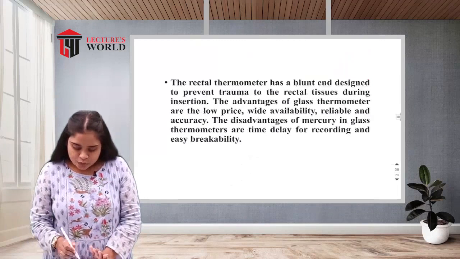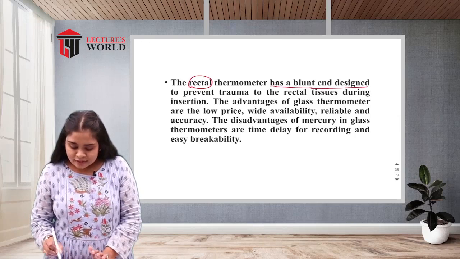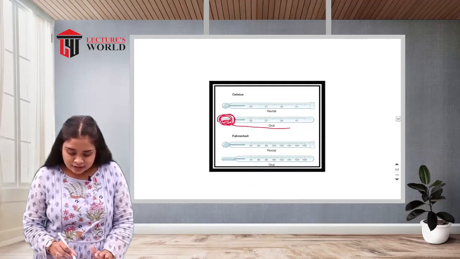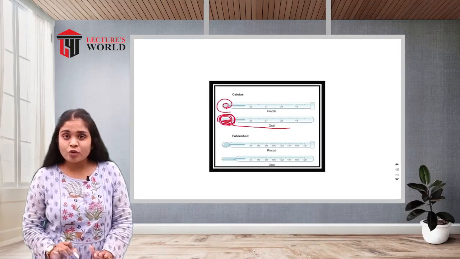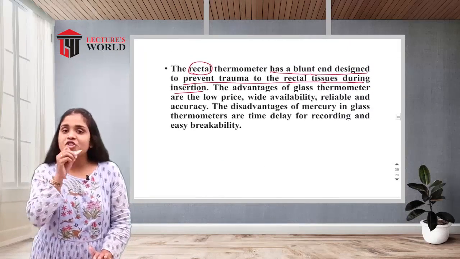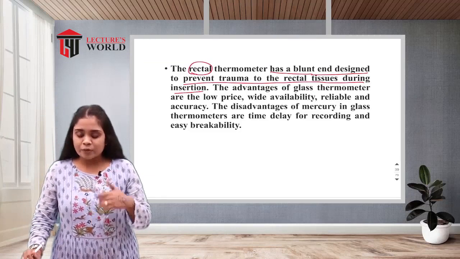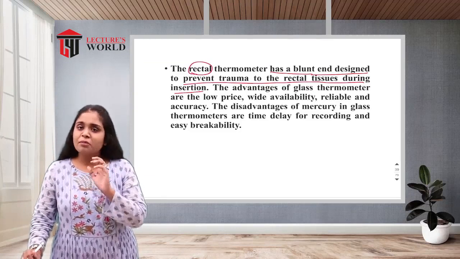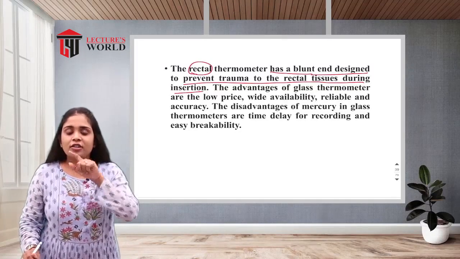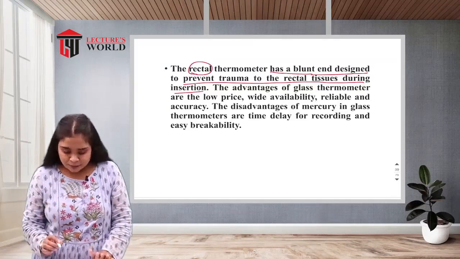Okay, now we are talking about the rectal thermometer. It has a blunt end, designed to prevent trauma to the rectal tissue during insertion. As you can see, this is the rectal thermometer. The end is blunt, with a round shape. So why is it like that? Because if it is sharp or slender in shape, what happens? It is going to cause trauma to the rectal tissue. So while we are inserting, it can cause an injury. That's why the rectal thermometer has a blunt shape.